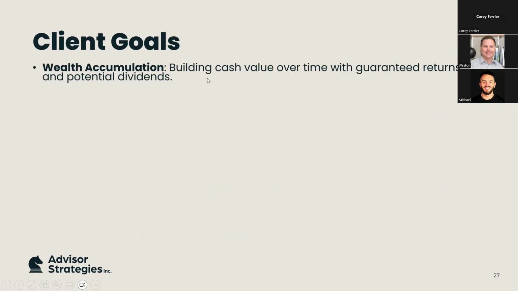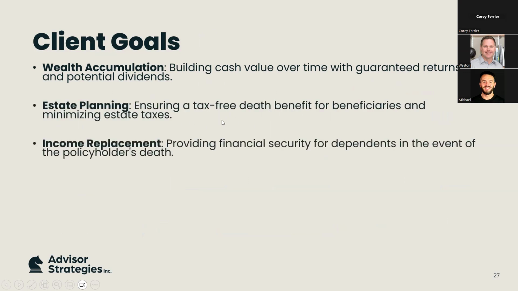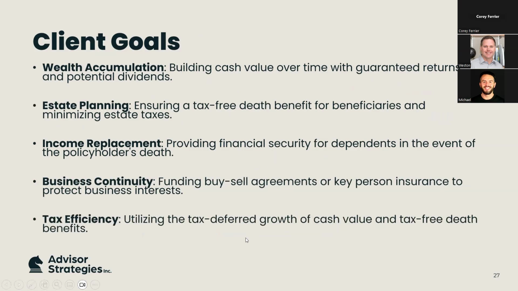Wealth accumulation. They want to build cash value over time with guaranteed returns and potential dividends. It's great for estate planning. If income replacement, again, this will be a strategy that we go into more depth in a future presentation, but how do they access that money and use that in retirement really tax efficiently down the road? Business continuity, as I mentioned, and again, tax efficiency being an overarching theme, especially with PAR. The tax deferral of the cash growth and the tax-free death benefit can be really appealing in a lot of situations for clients.